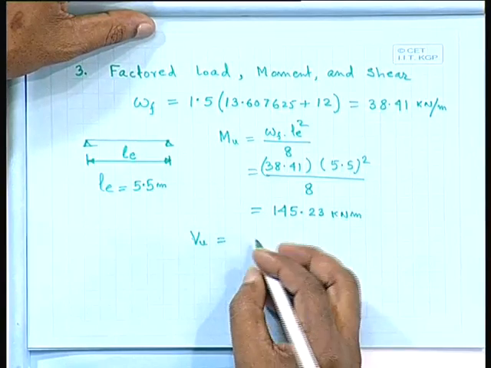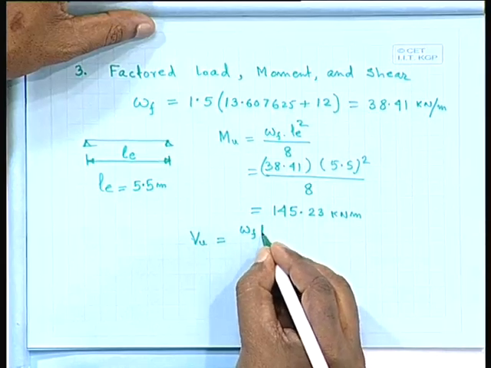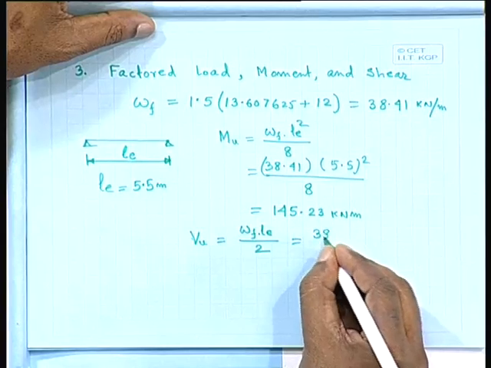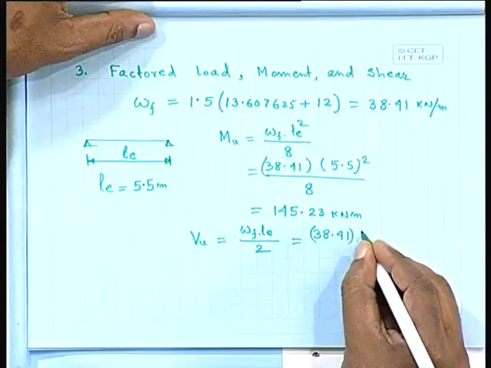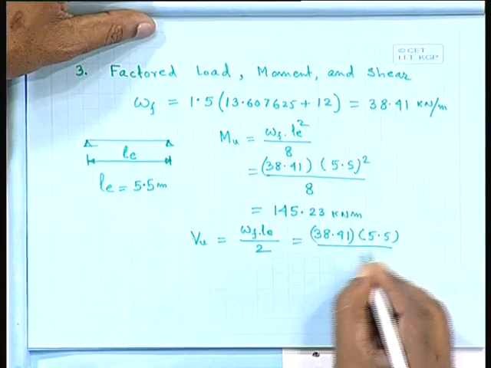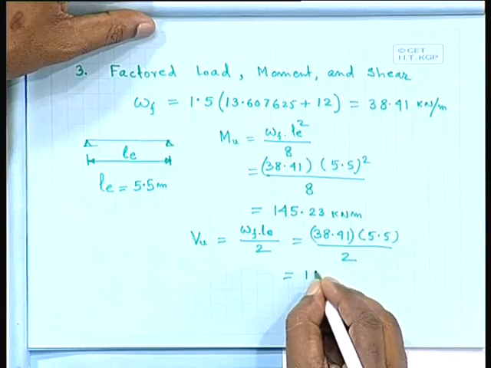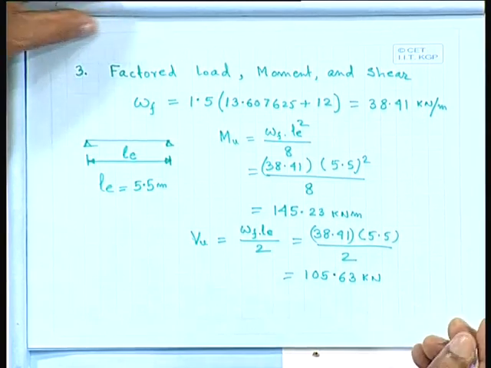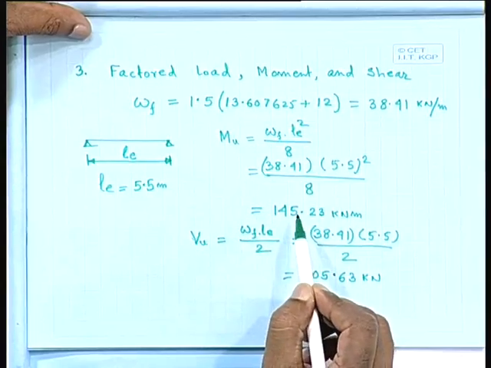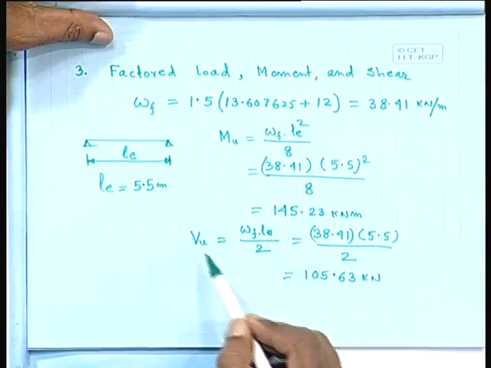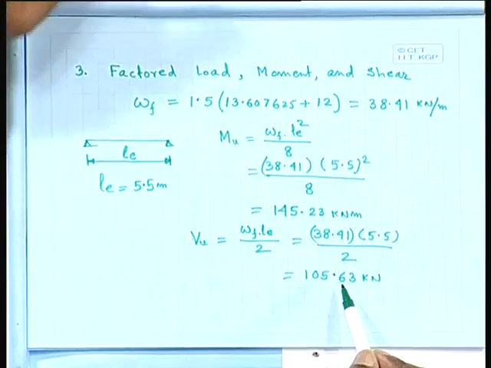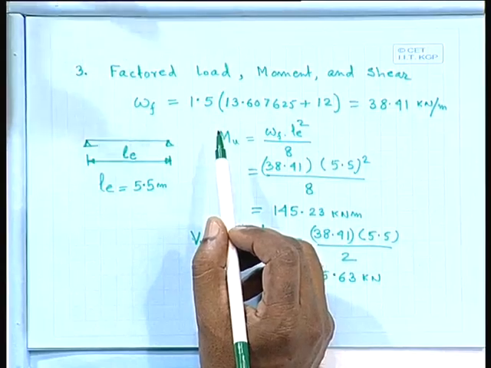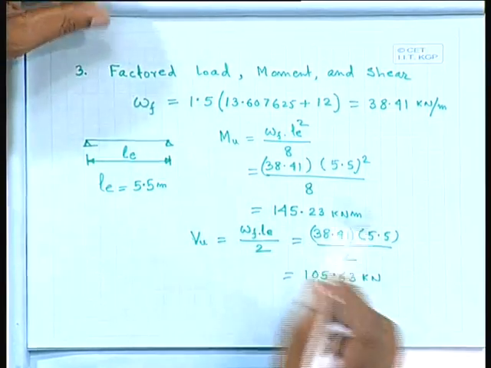What about Vu, the design shear force? We shall take WLe by 2 equals 38.41 times 5.5 by 2, which comes as 105.63 kilonewton. So, this is your moment for which you have to design, and this is your shear force after the factored load. This is the design load. After multiplication by 1.5, if you have seismic load, earthquake load, or wind load, then the appropriate factor we have to use.